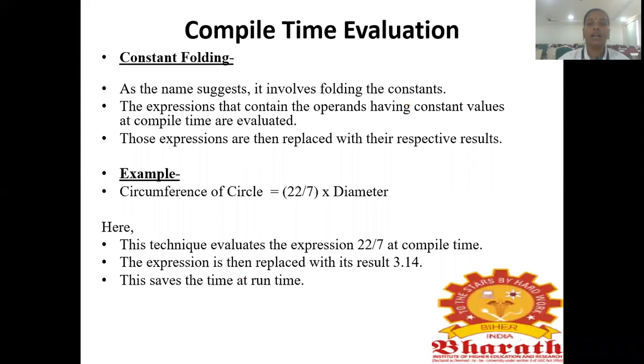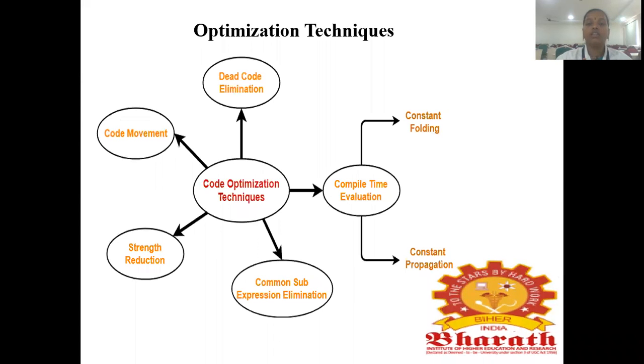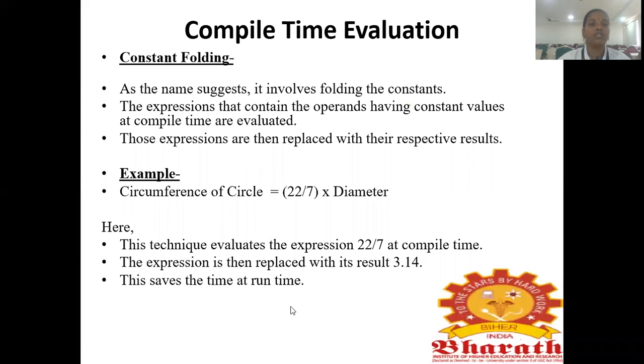First, what is compile time evaluation? There are two types: one is folding, the other is propagation. First, let us study constant folding. What is constant folding? First, what are constants? Constants are fixed values that the user cannot change anywhere. That is constant folding.